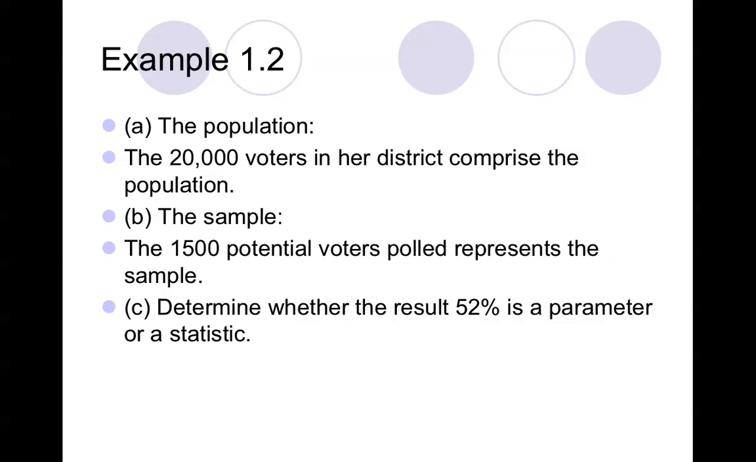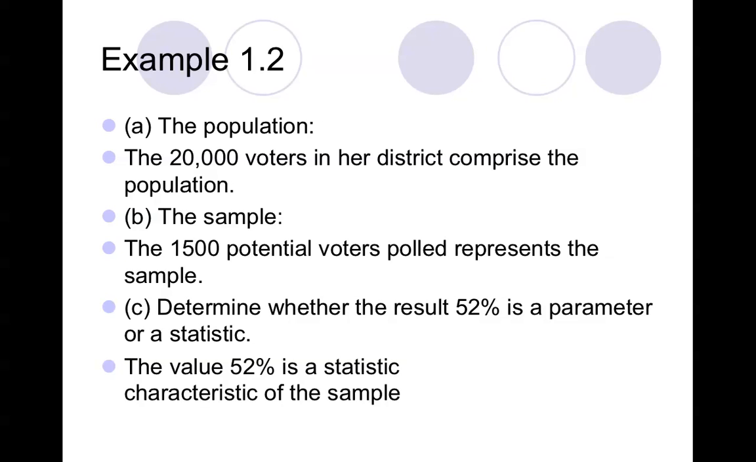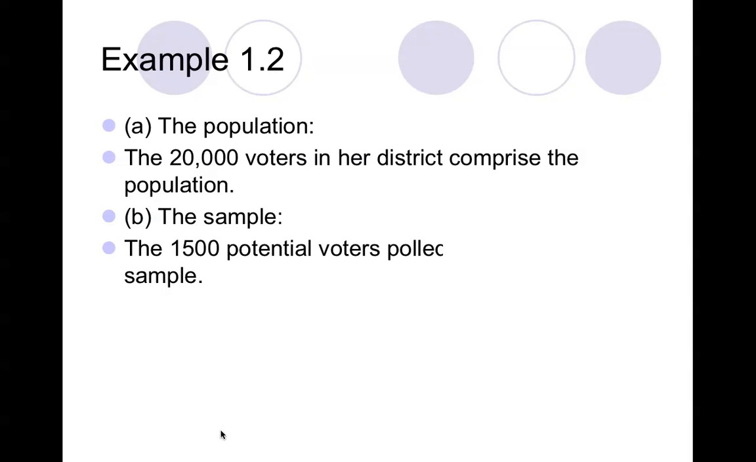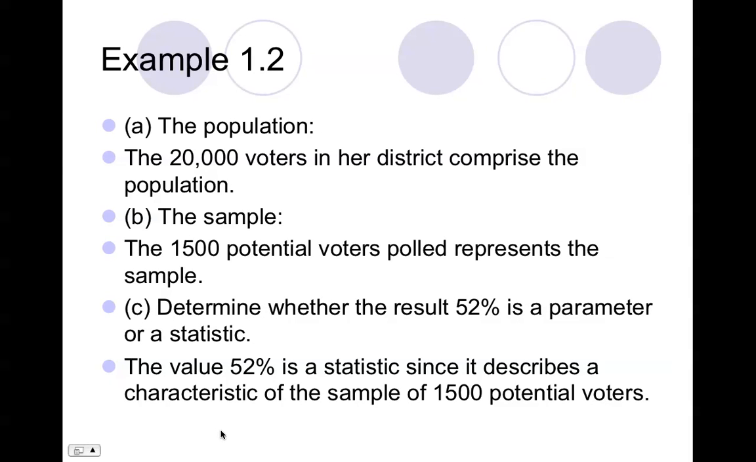Now, that 52%, does it represent or is it taken from the sample? Is it a calculation from the sample, or is it a calculation from the population? Now, since it's from the sample, you have to read the words of the problem, that 52% is taken from the sample, therefore 52% is a statistic. It's a statistic since it describes the characteristic of the sample of 1,500 potential voters. Now, if on the other hand, it represented all 20,000 voters in the district, then it would be considered a parameter.